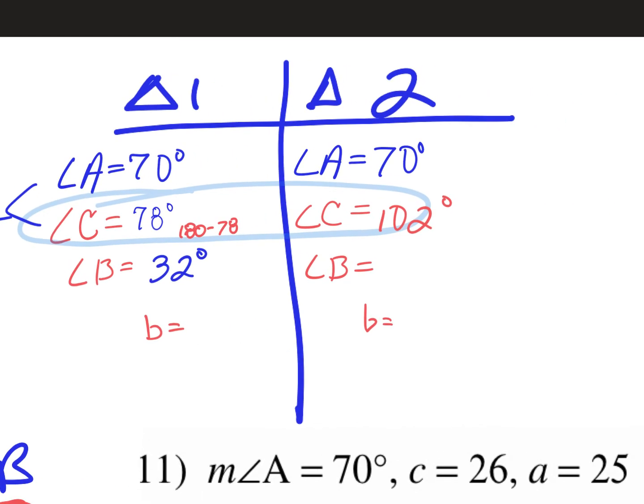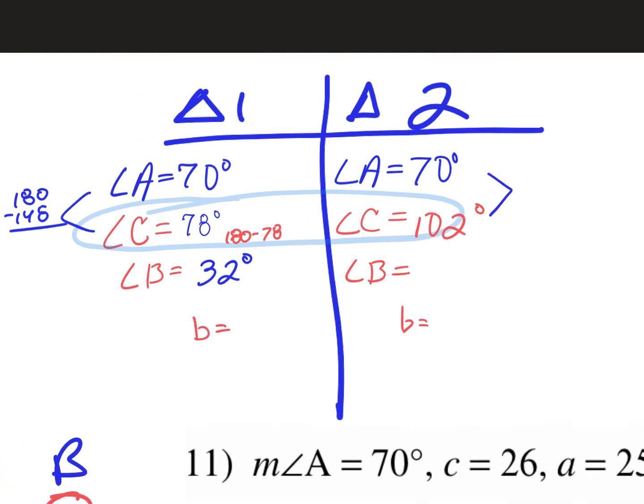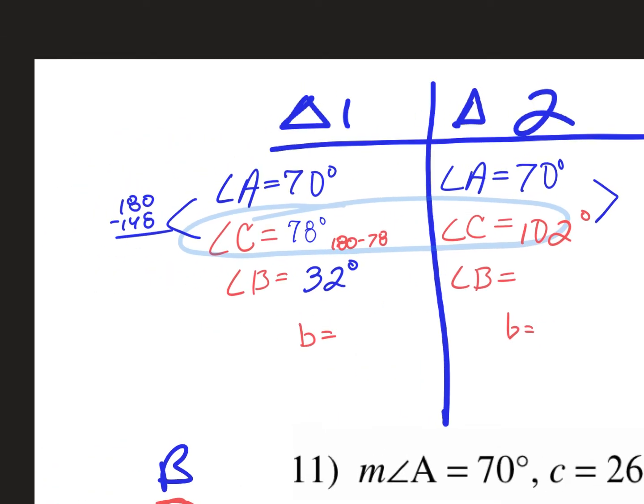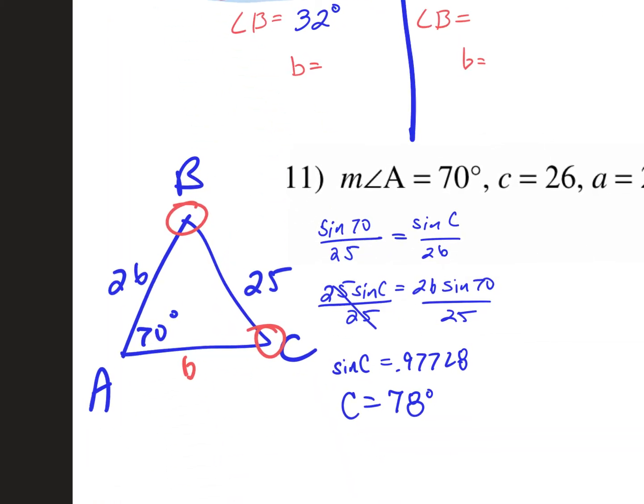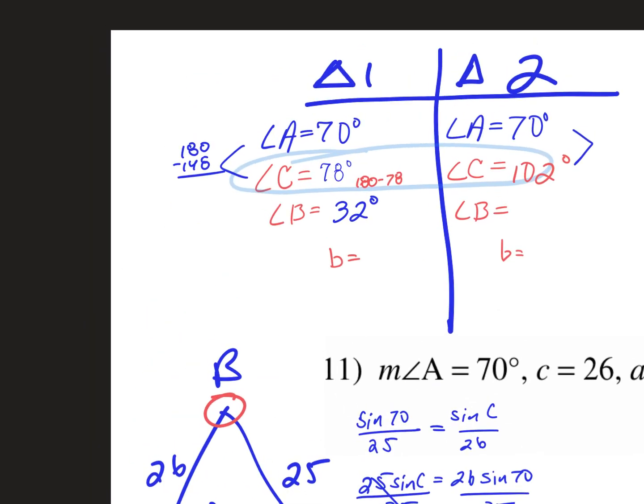How do you get those now? The angles, the measures. Angle C, we just did in our calculator. Angle B, I added 70 and 78 and got 148, and then I did 180 minus 148. But why add 70 again? Because there are 3 angles in a triangle. One of the angles is 70, one of the angles is 78. So you add those two and then subtract from 180.